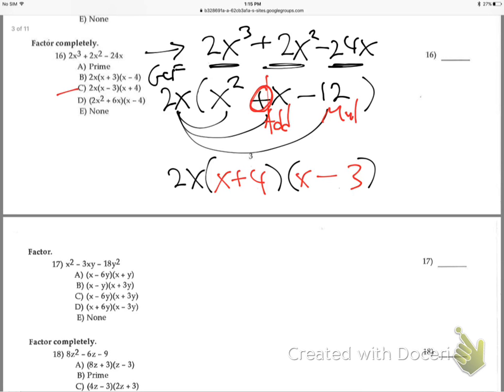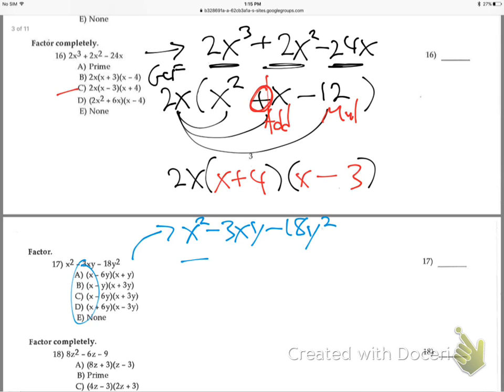Maybe I can do 17 right down here. So 17, x squared minus 3xy minus 18y squared. First question on every factoring problem: is there a GCF? Doesn't look like it. Always look at those answers on the factoring questions, since a big portion of the test is factoring. Look at it and say, hey, is there any GCF? No. So there's no GCF here, right?